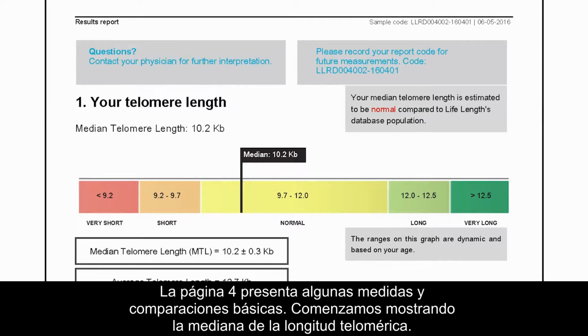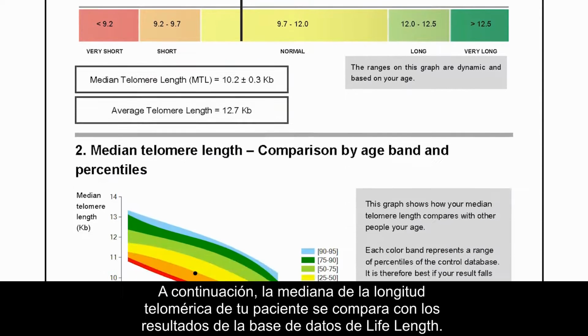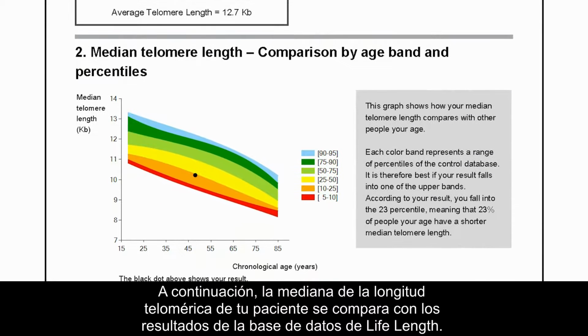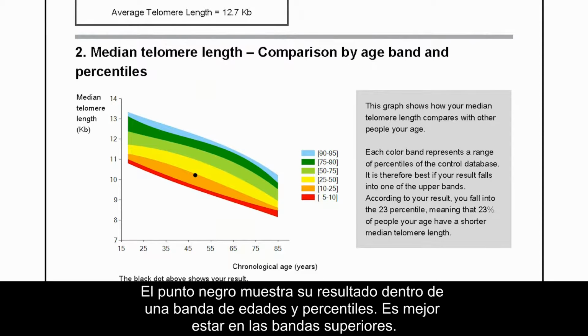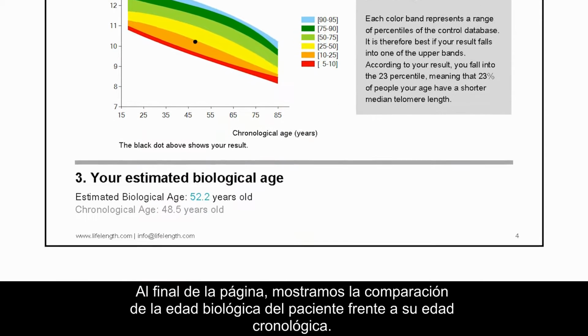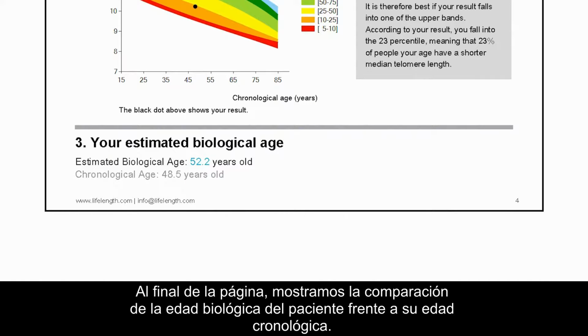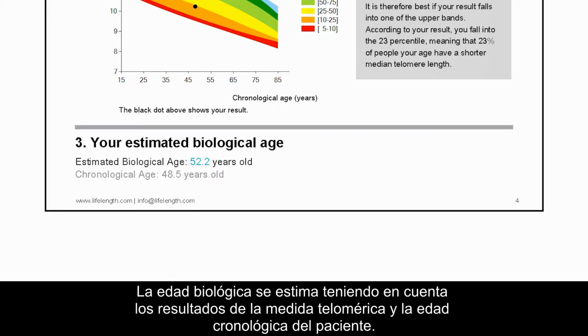Page 4 covers some basic measurements and comparisons. We begin by showing median telomere length. Next, your patient's MTL is compared to the results in LifeLength's database. The black dot shows their result with the age band and percentiles. It is best to be in the upper band levels. At the bottom of the page, we show the comparison of the patient's biological versus chronological age. Biological age is estimated based on weighting between the telomere result measurements and adjusted for chronological age.